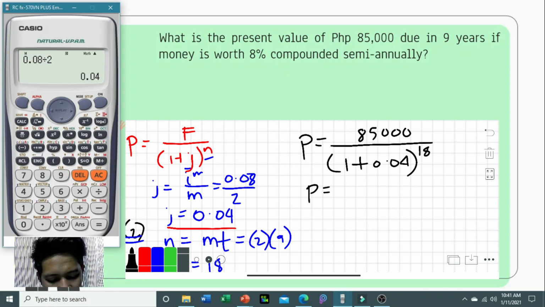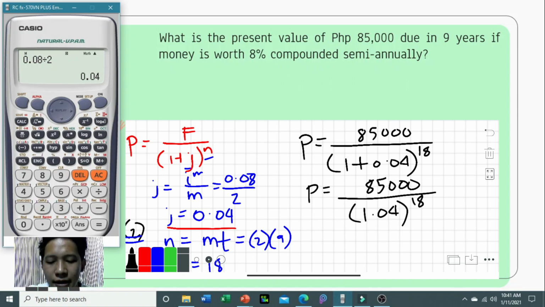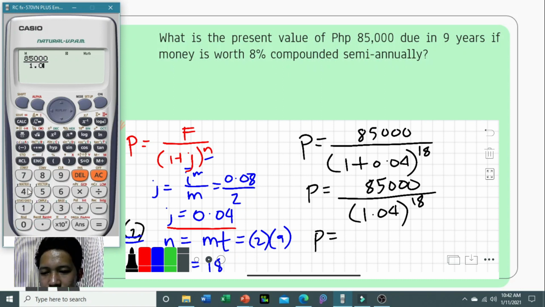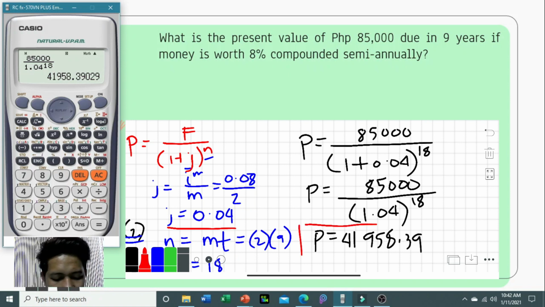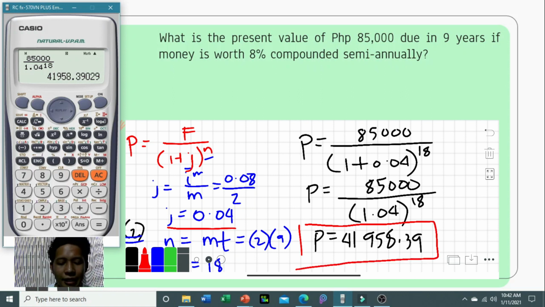And then simplifying this, we have 85,000 over 1.04 raised to 18. Okay, so pwede naman na po natin siyang idiretso sa ating calculator para hindi na po tayo malito. So that would be 85,000 divided by 1.04 raised to 18. Okay, so we'll be having the principal, which is equivalent to 41,958 pesos and 39 centavos. So our principal would be 41,958.39. So yun po yung ating magiging present value.